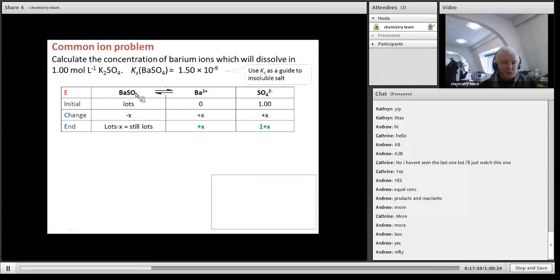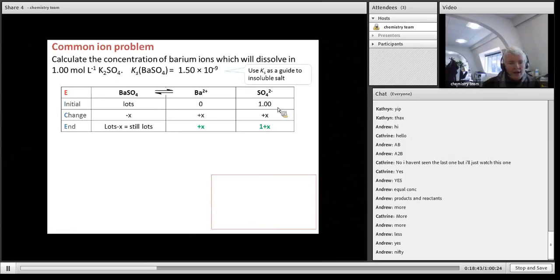It's just easier to always start off with the lots over here, because you know that's a sparingly soluble salt, so you never bother working this one out. I think that's the best way of doing it. But in the beginning I only had potassium sulfate, so I've got 0 barium, and I know my concentration of sulfate because I was given 1 mole per liter potassium sulfate. And remember, for every 1 potassium sulfate, I have 1 sulfate. So I know my concentration of sulfate is 1 mole per liter.